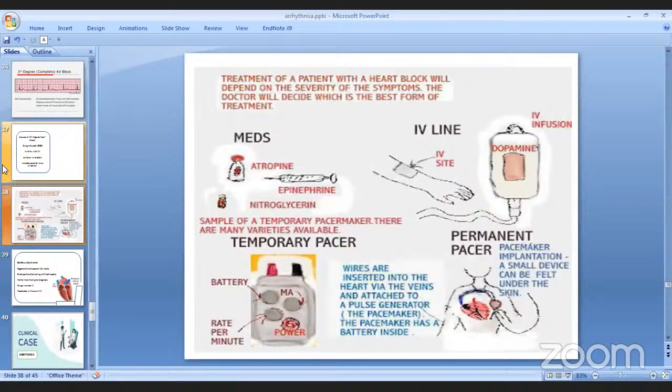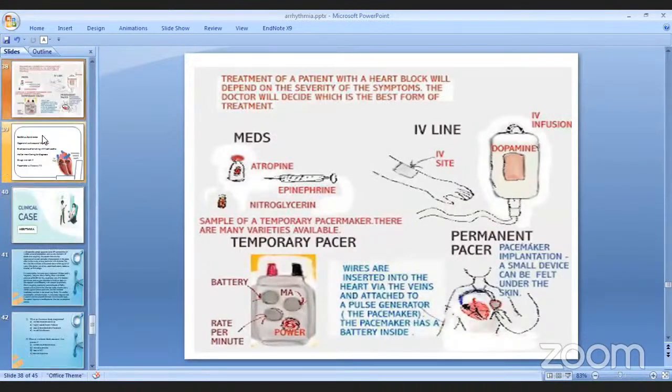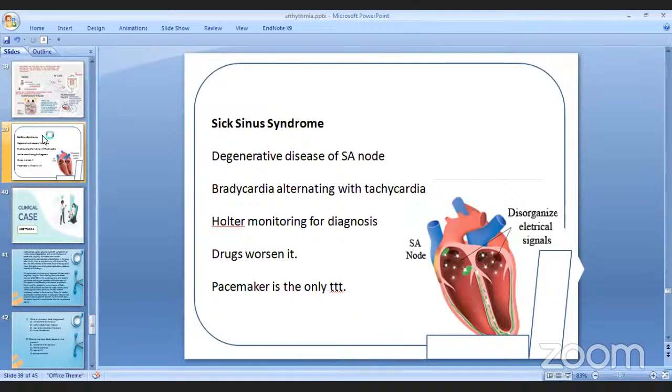Okay, this is regarding the AV block. Now comes the sick sinus syndrome. Sick sinus syndrome is a degenerative disease of the SA node. It usually occurs in old age, or especially in patients who have had a previous MI.